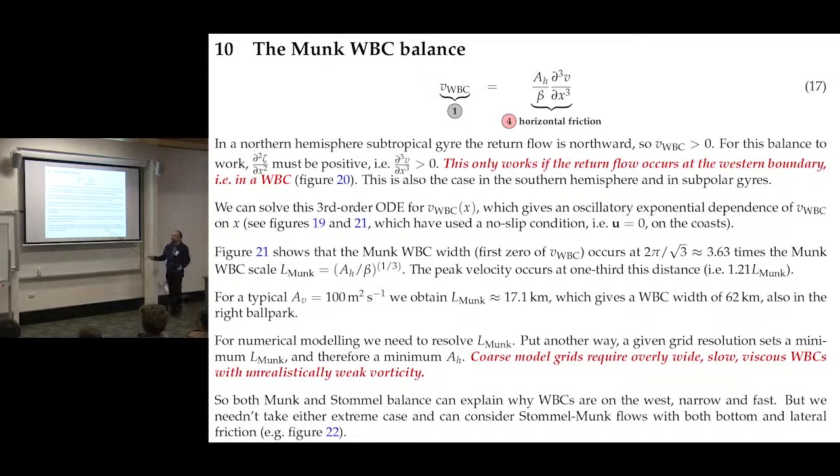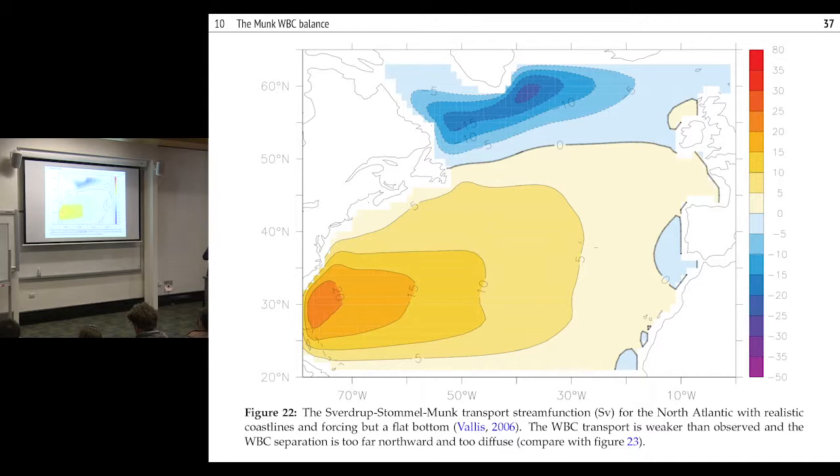So a coarse model will tend to have an overly wide western boundary current, for which you need an overly large eddy viscosity, and then the current will be too slow, too wide, and have too little vorticity to it. Okay. So you can go some way with this. This is if you apply the observed wind to the North Atlantic and just a Stommel-Munk balance. So now we've got Sverdrup here, Stommel and Munk here, so both bottom and lateral friction. It looks something like reality, but the outflow here from the western boundary current is very broad.